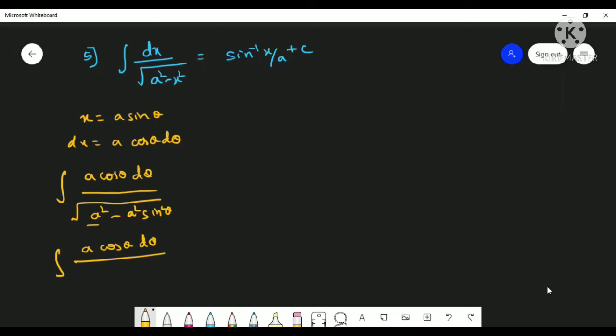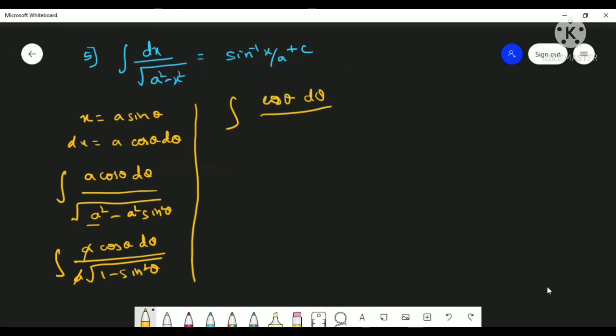Now a square I will take as common. Afterwards, a square I will take common from the root, that becomes a, that is the square root of 1 minus sin square theta will be left. Now again a gets cancelled. Integration of cos theta d theta over. Do you know what 1 minus sin square theta is? That is cos square theta. The square root gets cancelled, then again cos theta gets cancelled. What is left is d theta. What is the integration of d theta? That is theta plus c.